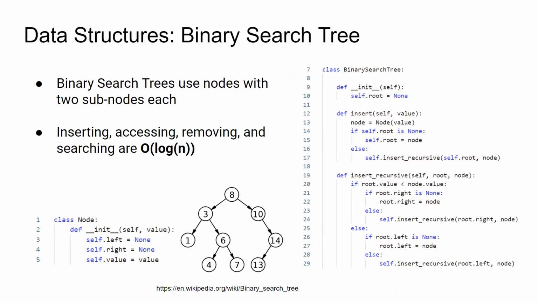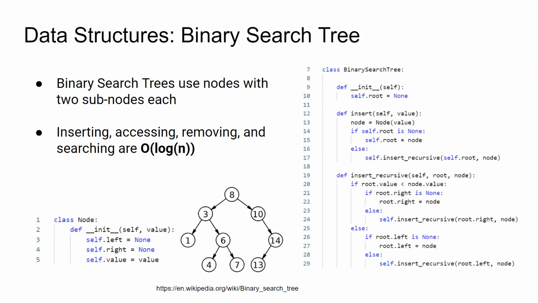Binary search tree, this is our grand finale, folks. A binary search tree basically uses a node with 2 subnodes each. So you can kind of think of it like a linked list, but it can go in 2 directions. So you can see here, right in the bottom left here, each node has a left and a right node.